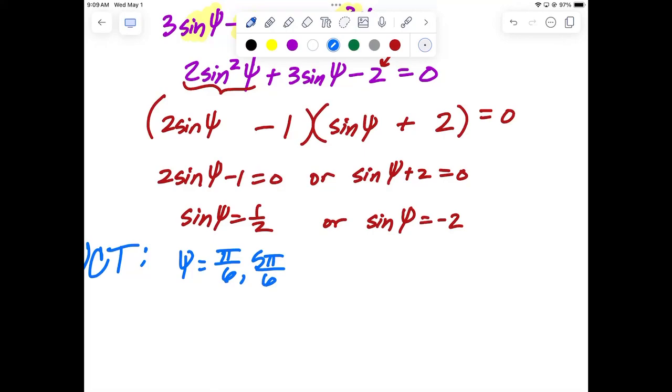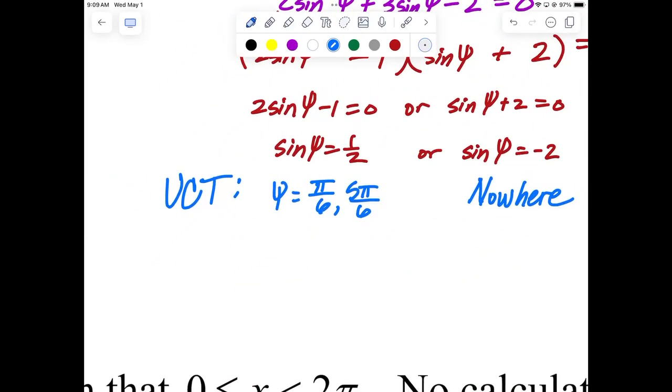Where does sine equal negative 2? Nowhere. Everyone agree with Brady again? Sine only lives between negative 1 and 1, right? Negative 2 is not a legal sine ratio. So that little branch, that little factor, did not bear any fruit. Okay? So that's okay. All right, now we can adjust these right here.